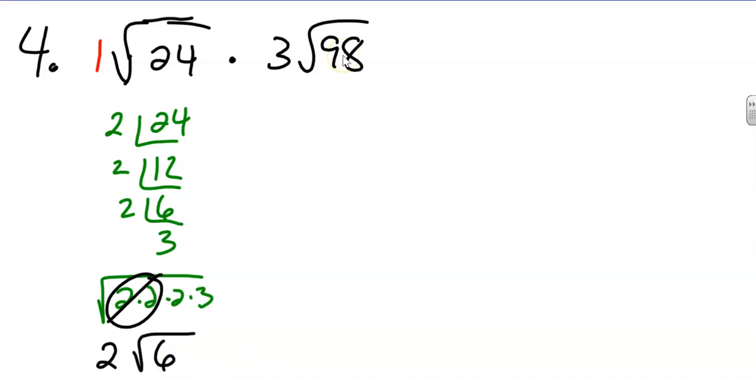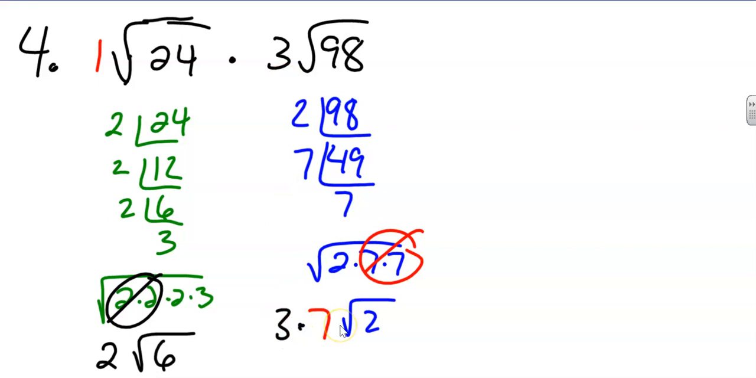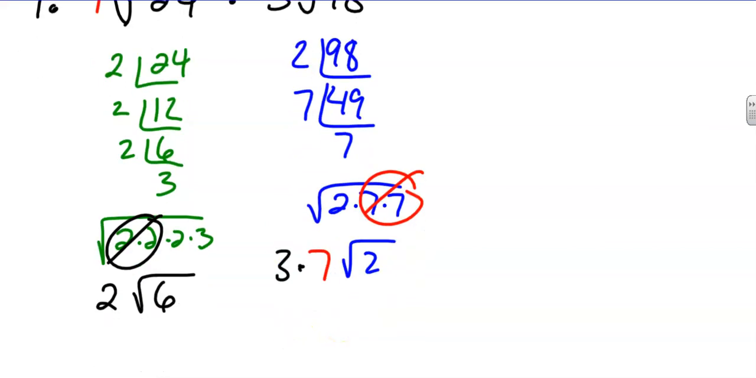Okay, same thing with the 98. You can take 98 and start to break it down. If you do that one, it's even numbers. So you divide it by 2. When you get to 49, well, 49 is a perfect square. It's 7 times 7. Pair of 7s, so you can take that 7 out. You're left with the square root of 2. Now, it did have a 3 in front, so it would be 3 times 7 square root of 2. So we have 2 square root of 6.